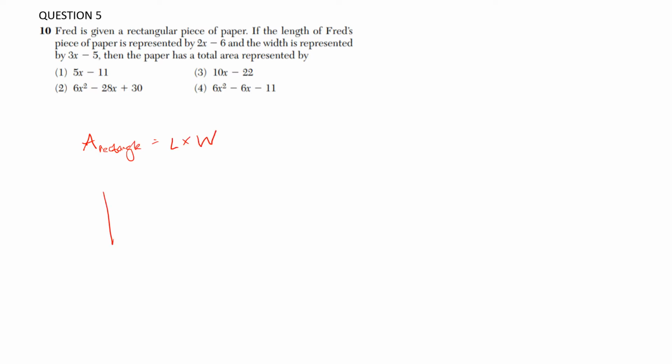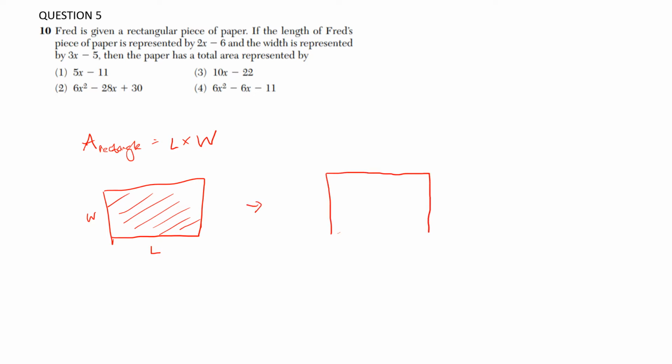And if we drew a quick picture just to see what that looks like. Here's a rectangle, here's the width, here's the length. You multiply the two, you can get the entire area here. So this is pretty straightforward. The dimensions aren't given explicitly, but they're given as expressions, and that's not a problem. So the length, it says, is represented by 2x minus 6, and the width is represented by 3x minus 5.